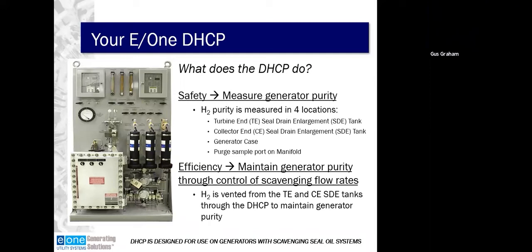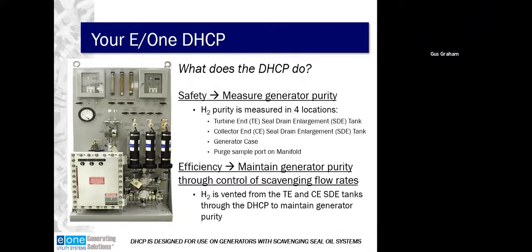So let's turn our attention to your DHCP. Again, DHCP stands for Dual Hydrogen Control Panel. And we'll review what it does. It has two main functions. The first is to measure and monitor the generator purity. And that's a safety feature and required on all hydrogen-cooled generators.